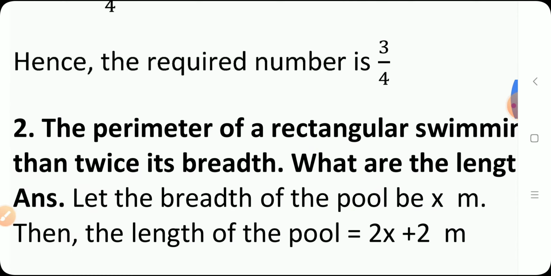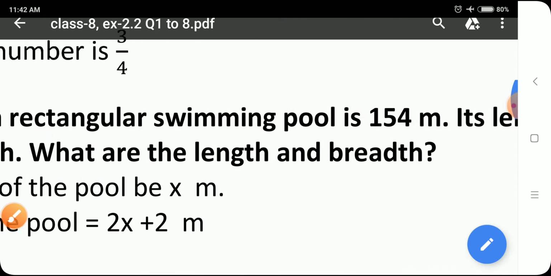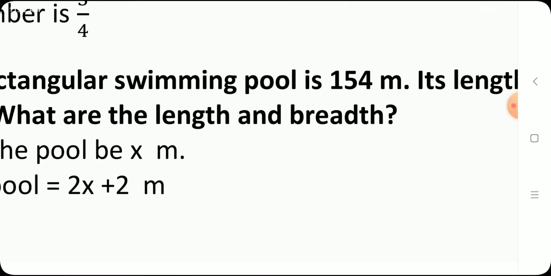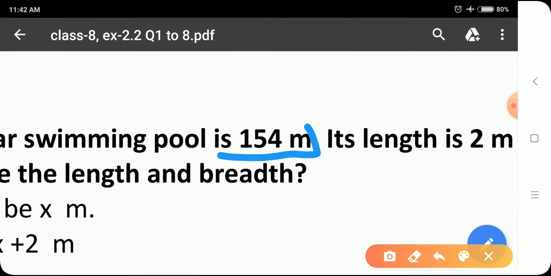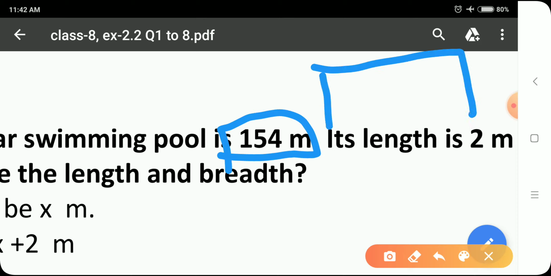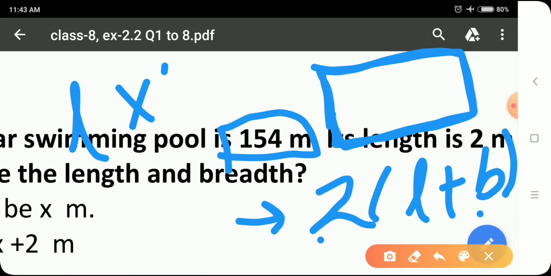Next question is, the perimeter of a rectangular swimming pool is 154 meter. Okay, rectangular swimming pool, and the perimeter of that swimming pool is 154 meter. We know the formula for the perimeter of a rectangle: it is twice of length plus breadth. You have to learn all the formulas. Perimeter of rectangle is twice of length plus breadth, and area is length into breadth.